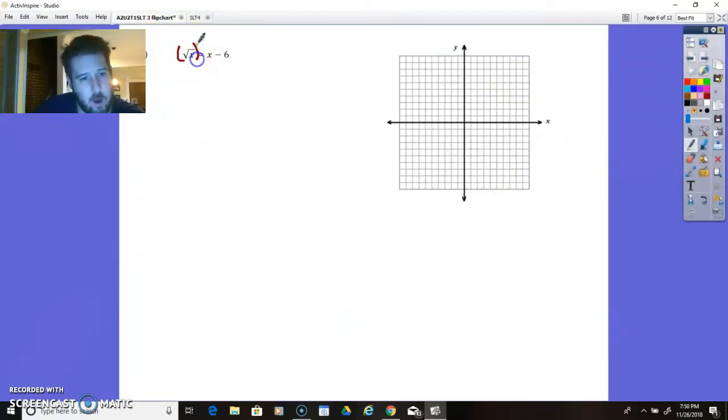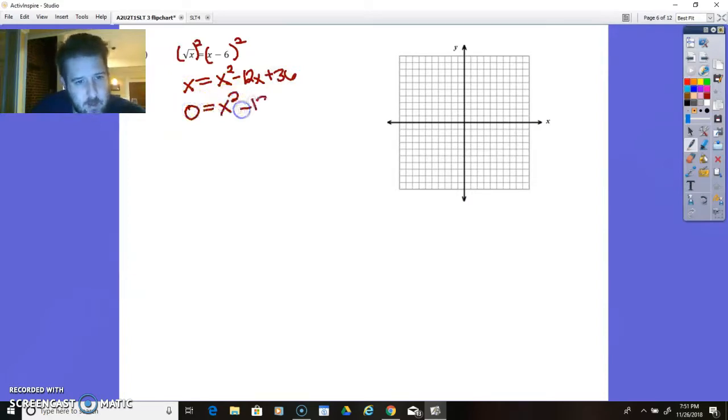So square both sides. This one I think is going to be factorable. So that gives me x, and x squared times itself. Multiply them by each other, get negative 6x. Double it, you get negative 12x. Subtract x from both sides, you get negative 13x plus 36.